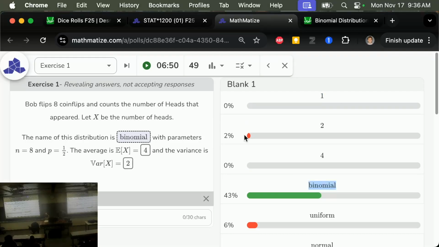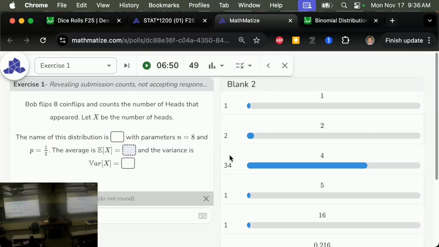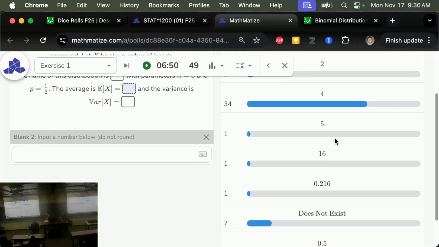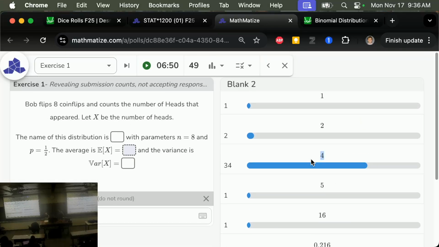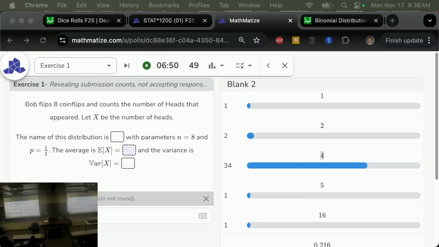Okay, the parameters I told you are n equals 8 and p equals 1/2. What is the average and what is the variance? The average, 34 out of 50 people said 4. Were there any other things? Okay, some people don't know how to do it. 4 is correct. You could either remember the formula, or in this case, I think it's very easy to just do it sort of by hand. You could do it by hand in 1 second.